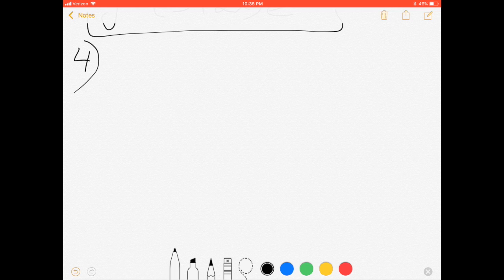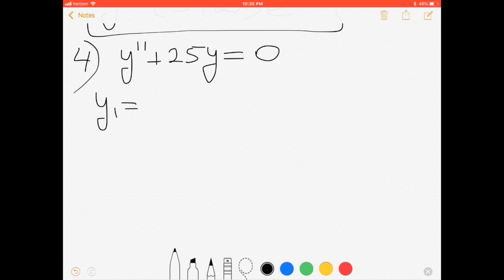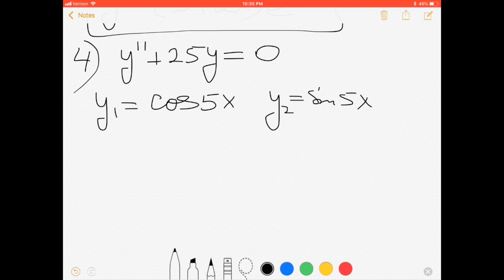Okay. First, write our equation, y second plus 25y equals 0. Here you have y1 equal cosine 5x, y2 equal sine 5x. And the initial point here is y of 0 equal 10 and y prime of 0 equal negative 10. Okay. First we verify that these are our solutions.